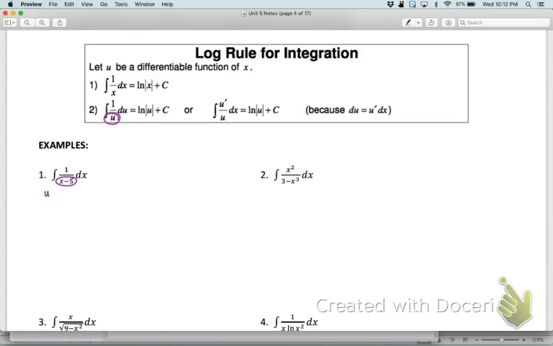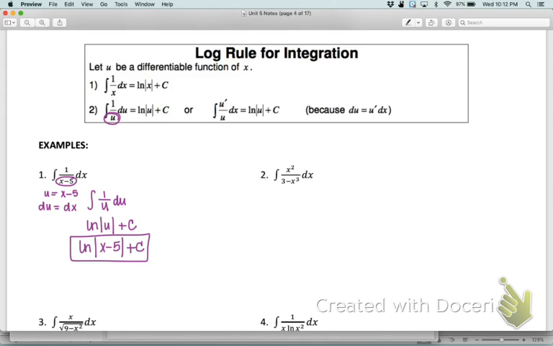So let's let u equal x minus 5. And if that's the case, then du is going to be equal to 1 dx. Well, that's an easy substitution. Now our integral becomes 1 over u du, which is equal to the natural log of the absolute value of u plus c. And now we put our u's back. So this is the natural log of the absolute value of x minus 5 plus c. The end. Okay, let's look at the next one.